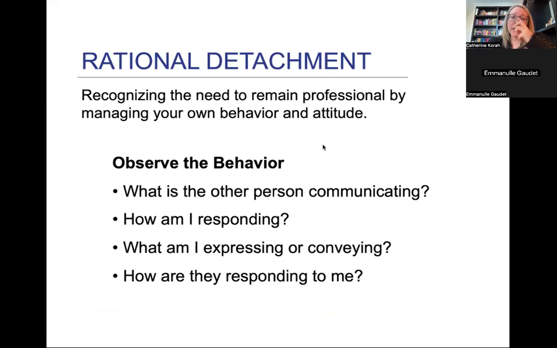And when you're picking up on where you're at, ask yourself questions like, what is the other person, the student, trying to communicate to me? How am I responding? What am I expressing or conveying through my verbal and nonverbal? How are they responding back to me? So there's really a back and forth, a dance happening, where the student could trigger us, but we can very much trigger the student back. So we need to be self-aware and mindful of that as we go back and forth in the dynamic.